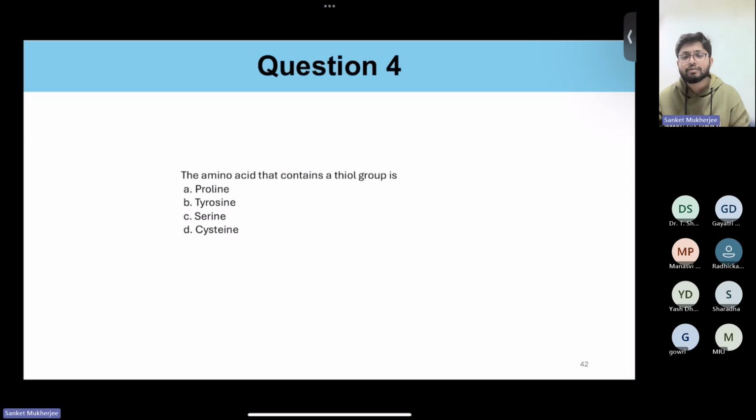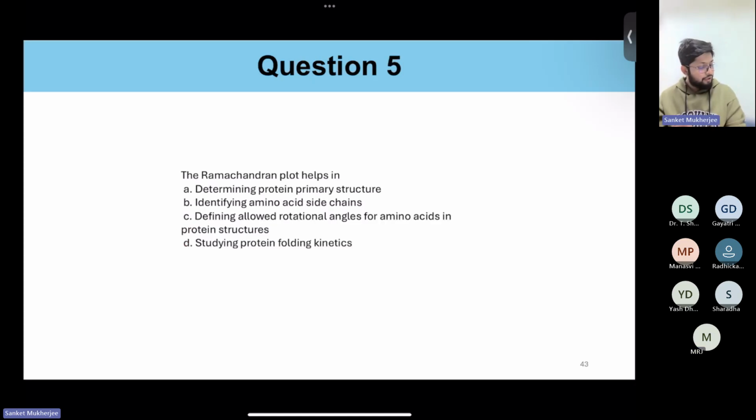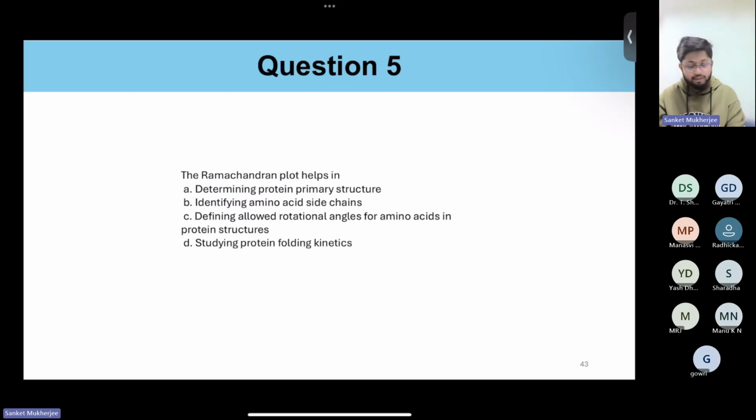Anybody would like to answer? Cysteine would be the answer. Yes. 16. Ramachandran plot helps in determining protein primary structure, identifying amino acid side chains, defining allowed rotational angles for amino acids in protein structure, or studying the protein folding kinetics.